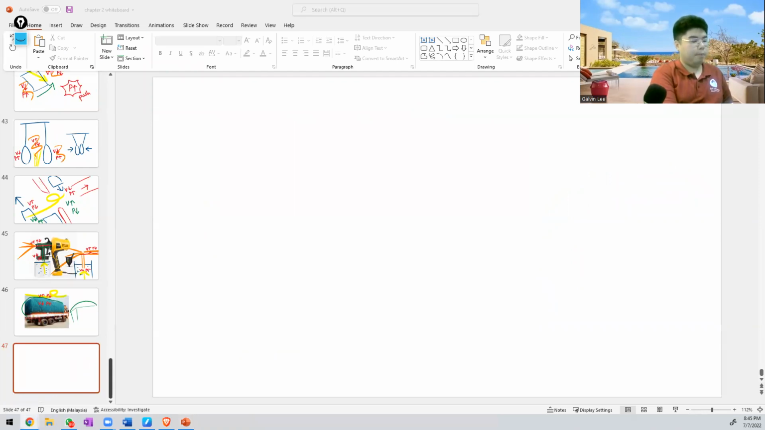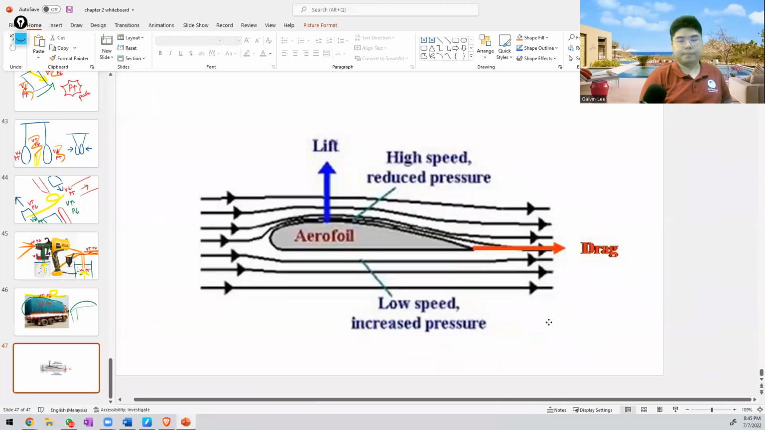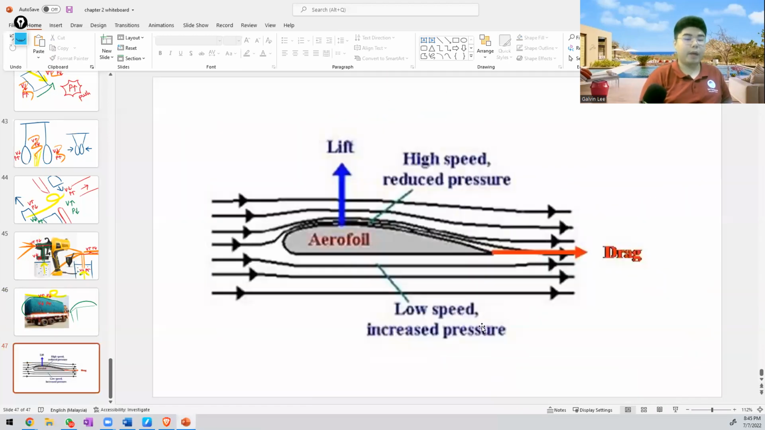The aeroplane wings, we call it an aerofoil shape. You cannot simply make an aeroplane wing any way. You will see that most of them have this design. From the side of the wing, you will see that generally most wings have this shape: fat in the front, thin at the back. This shape is called aerofoil shape.